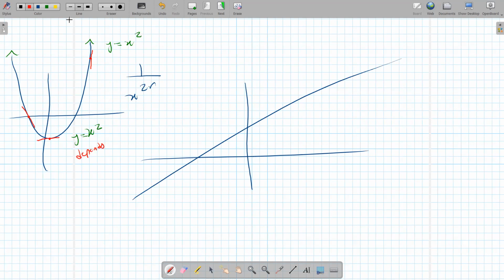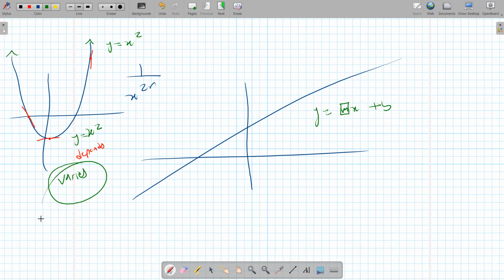Unlike a linear function, where the slope is always going to be m regardless of what the x value or the y value is, the slope is always constant. But for polynomials, higher degree functions, the slope is dependent. It changes. It varies. The slope varies from one point to the other depending on what the x value is.